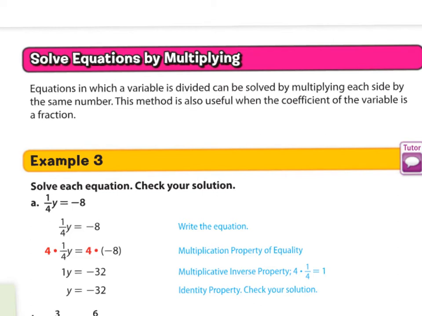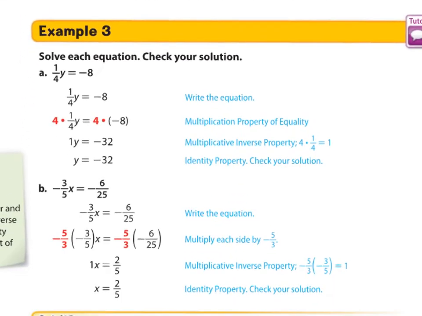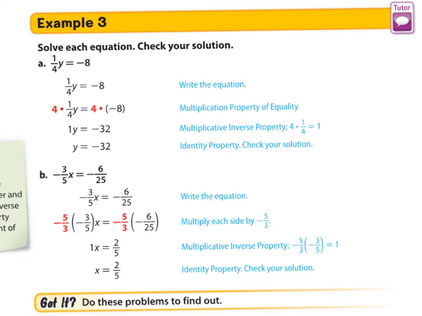And now for the second part of our lesson, here's another key concept. Solve equations by multiplying. Equations in which a variable is divided can be solved by multiplying each side by the same number. This method is also useful when the coefficient of a variable is a fraction. So here's our first example. Let's just comb through it.